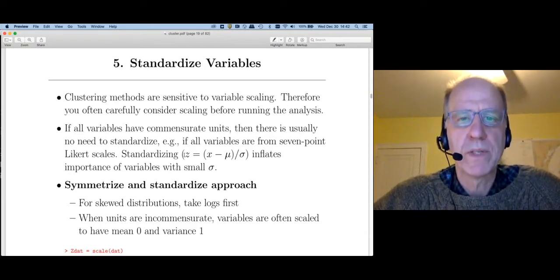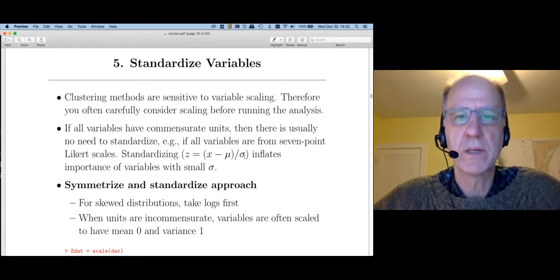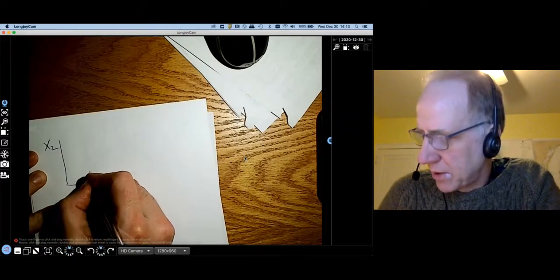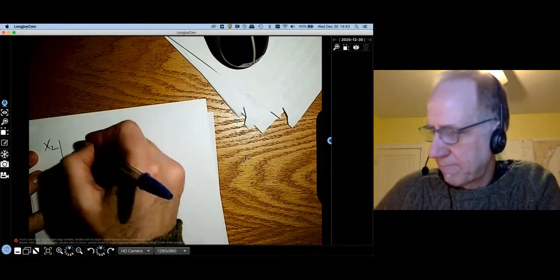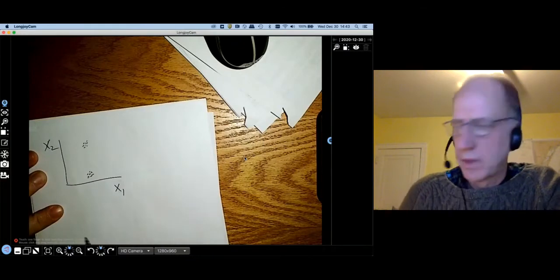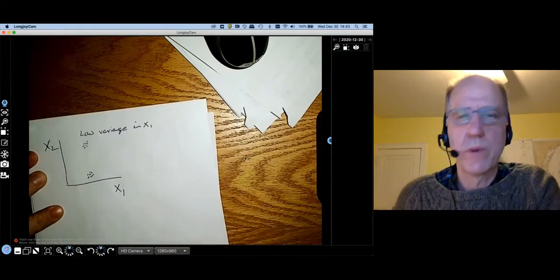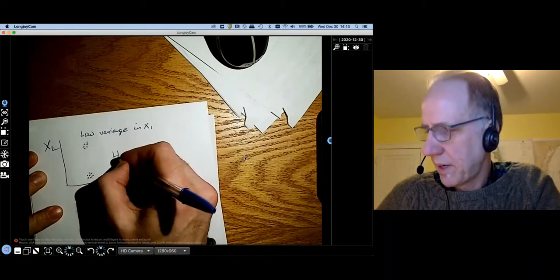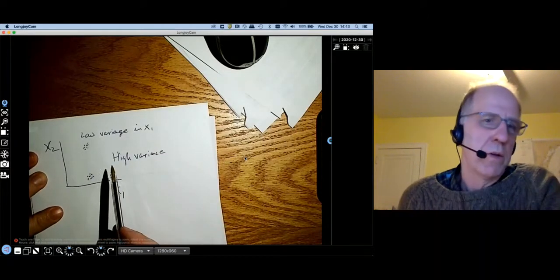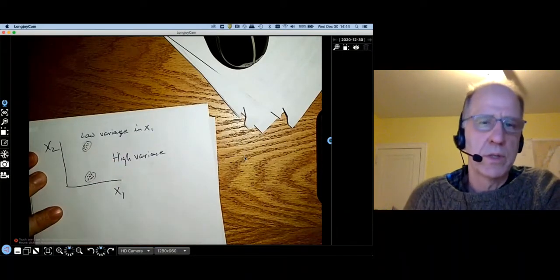So one popular way of standardizing is to use z-scores, where I take x minus the mean, divide by the standard deviation. So let's say I have two variables, and maybe I have a cluster that looks like this, and I have another cluster that looks like this. So what I'd like for you to notice is there's low variance in the x1 direction, whereas there's comparatively high variance in the x2 direction. So if I were to cluster this without any standardization, I would definitely end up with these two clusters.